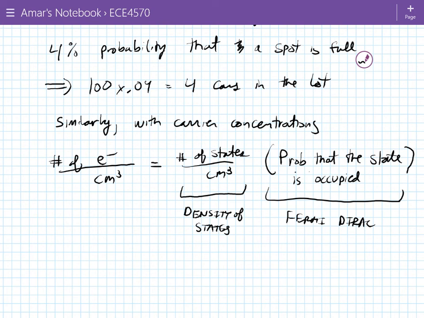How is the probability of finding a hole related to the probability of finding an electron? It's not the same. It's 1 minus, right? A state is either filled with an electron or it's empty. If it's empty, then it's a hole. If it has an electron, then it's full. So if the probability of finding an electron is 30%, then the probability of finding a hole is 70%.